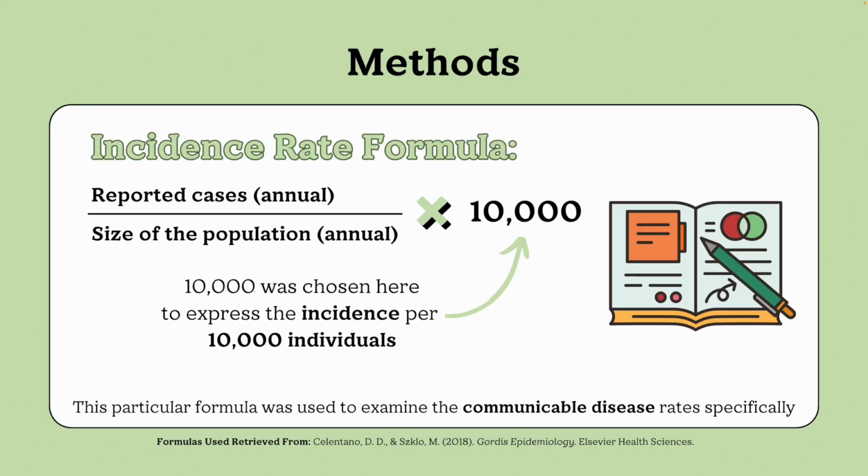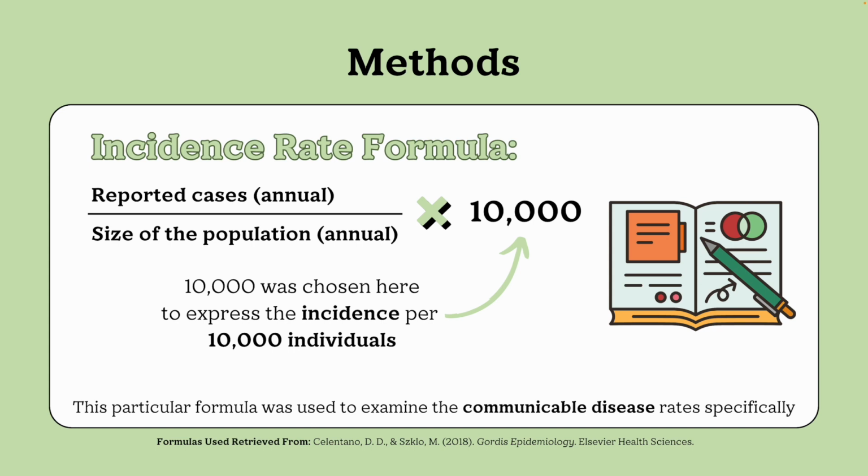Now, regarding methods, I wanted to make this very brief regarding the presentation, but I also wanted to very clearly explain what I did. So regarding incidence rate, you would take the reported cases of a certain disease on an annual basis, and then this would be over the size of the population on an annual basis. So this particular formula was used to examine the communicable disease rate specifically. And then you get to choose the number when you're using this formula depending on the commonality of the disease. So I just chose 10,000 to express this incidence per 10,000 individuals.